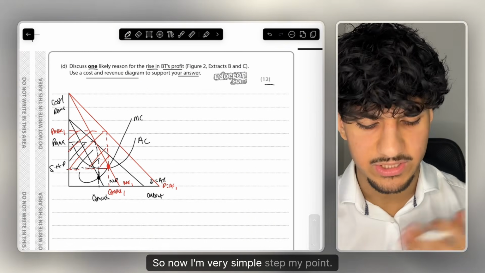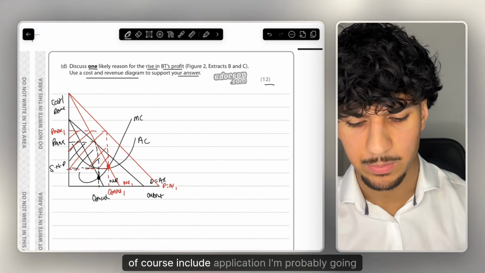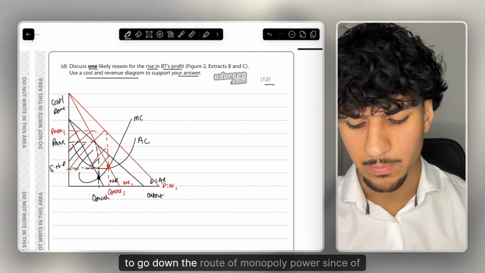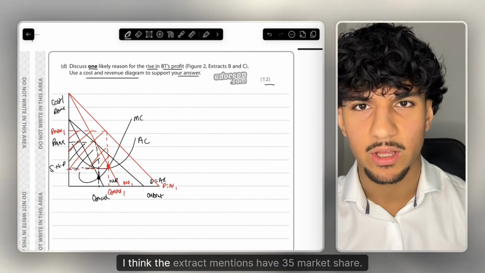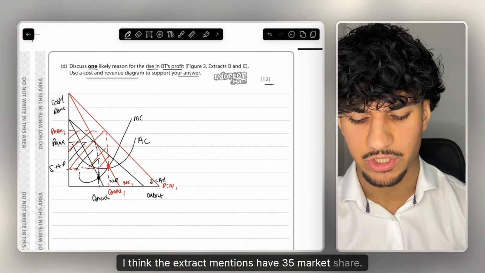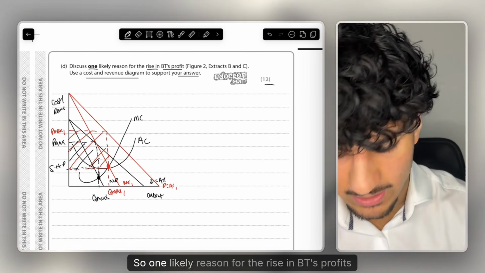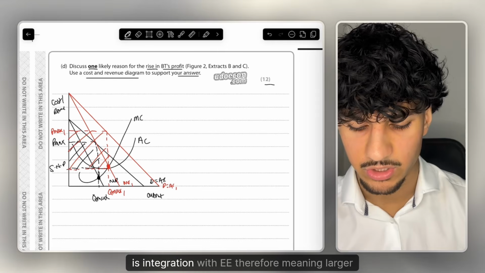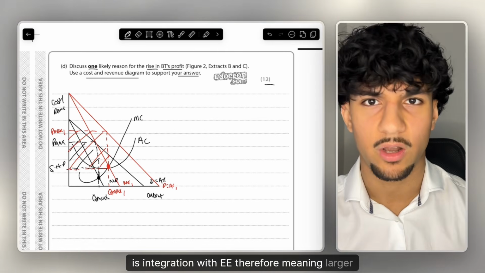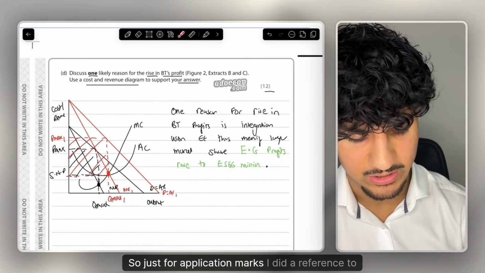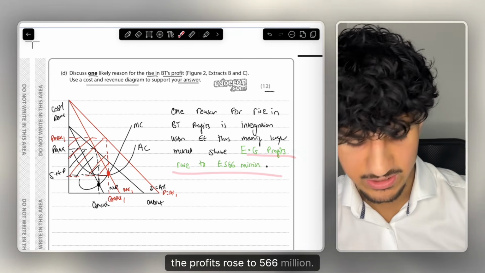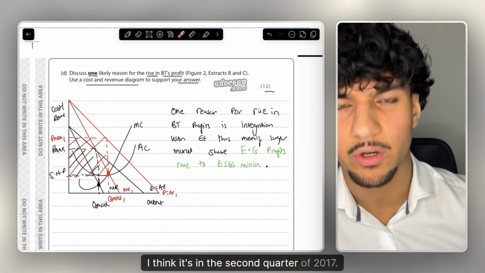So now I'm going to be very simple, state my point, and of course include application. I'm probably going to go down the route of monopoly power, since I think the extract mentions 35% market share. So let's get on with that. One likely reason for the rise in BT's profits is the integration with EE, therefore meaning larger market share. Just for the application marks, I did a reference to the profits rising to 566 million in the second quarter of 2017.